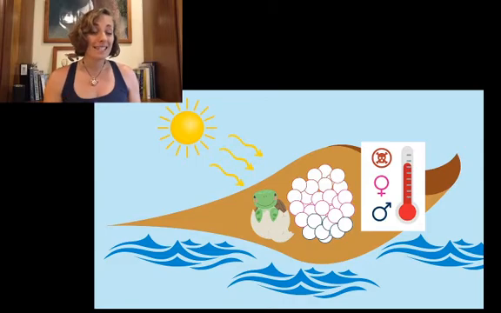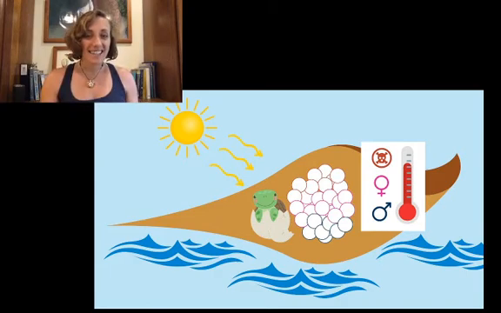So what this means is that as the planet's getting hotter, we're getting more and more females, which is already a little difficult to survive. And the next is that as it gets even hotter, some of these eggs aren't even hatching. So this is a really, really big concern.